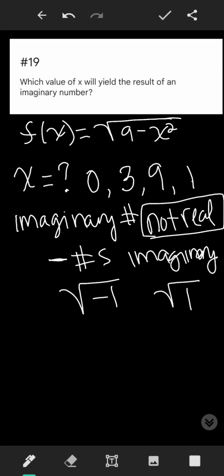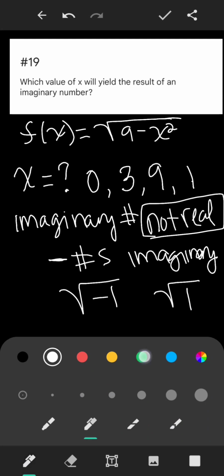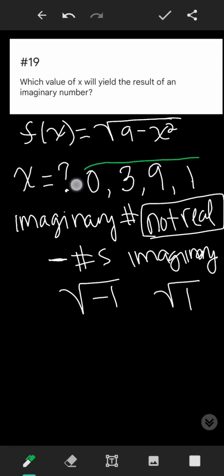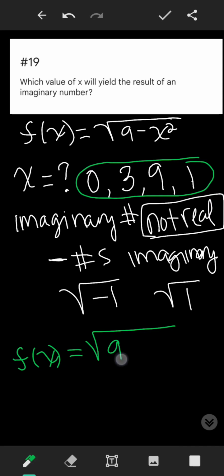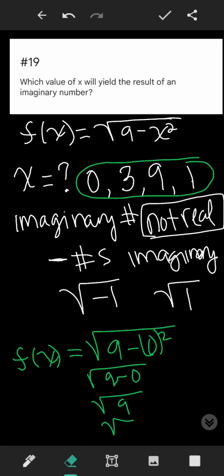All right, so what we're going to do is just substitute in these answers that they give us here, and we're going to see which one is going to give me a negative result. First one is f of x is equal to the square root of 9 minus, let's do 0, 0 squared, which would be the square root of 9 minus 0, which is going to be the square root of 9, which is going to be 3. It is positive. You actually don't even have to solve it all the way out because you're good to go.